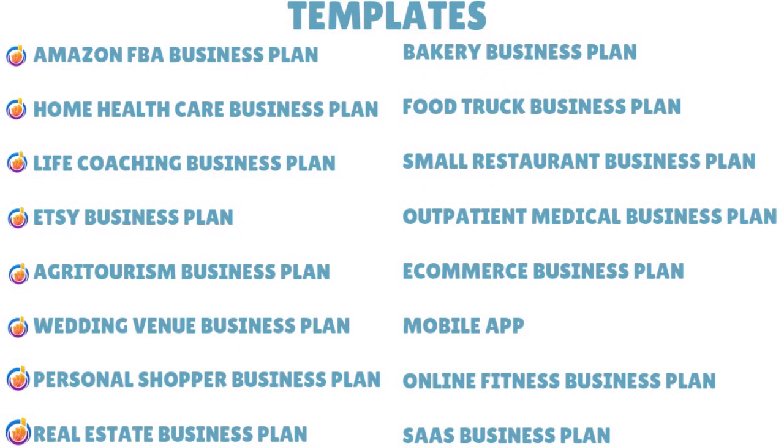What am I trying to say here? Obviously this list is not exhaustive, but it gives you a great idea of what's available out there, what's possible. And all business plans have the proper structure: executive summary, products and services, market analysis, competition, marketing and sales, operations, milestones and metrics.